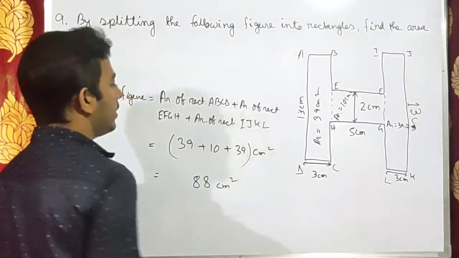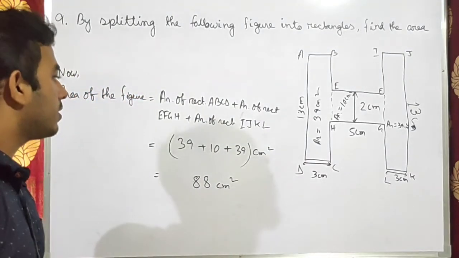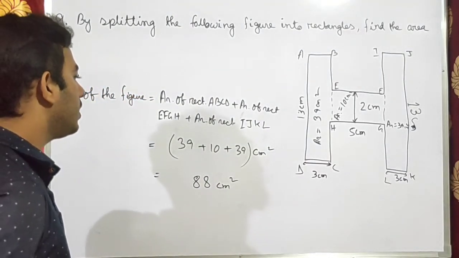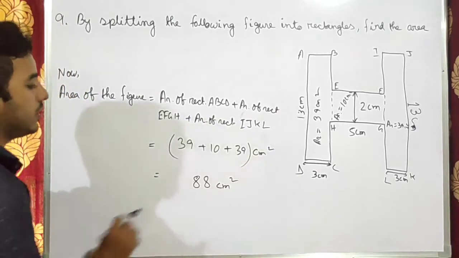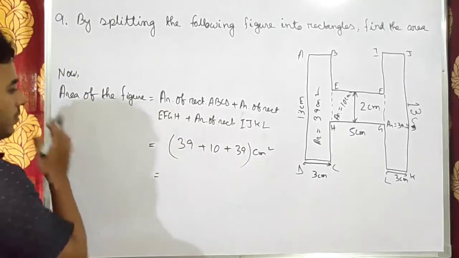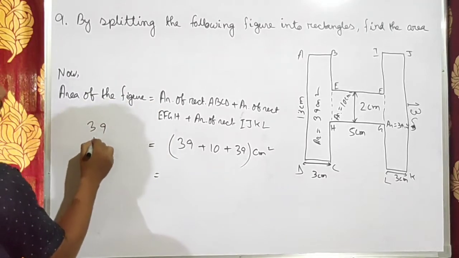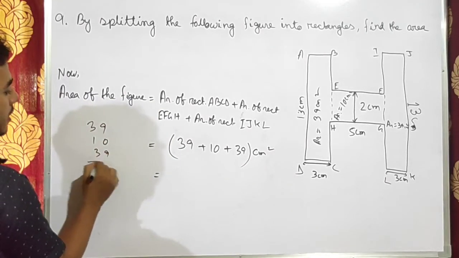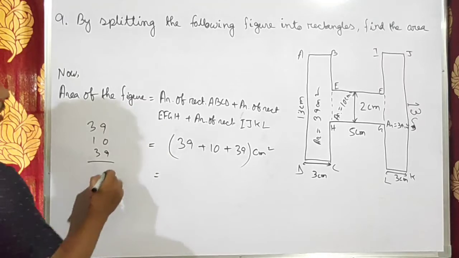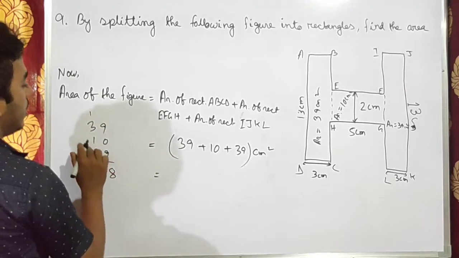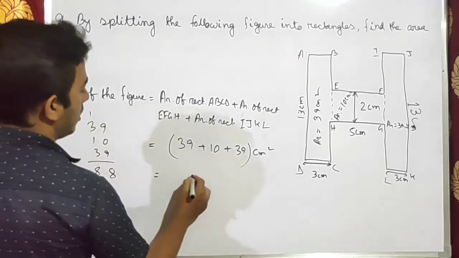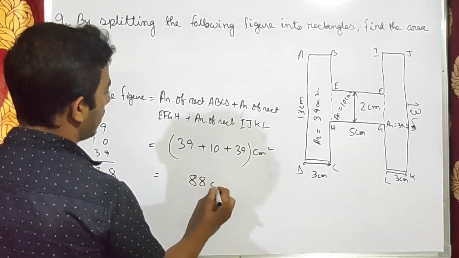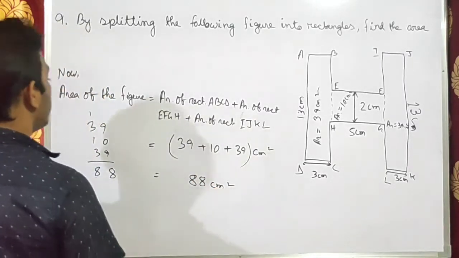Suppose 39 plus 39, it is 78, isn't it? Okay, let's check. Right? 39, 10, 39. 9 plus 9, 18. 1, 3, 3, 6, 7, 8. 88, okay? 88 centimeter square.